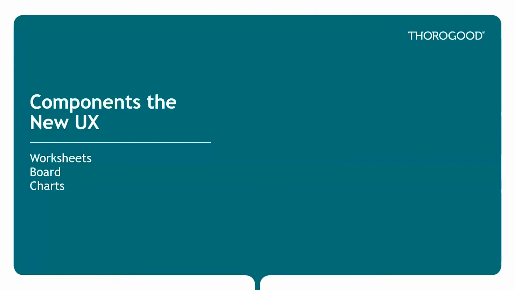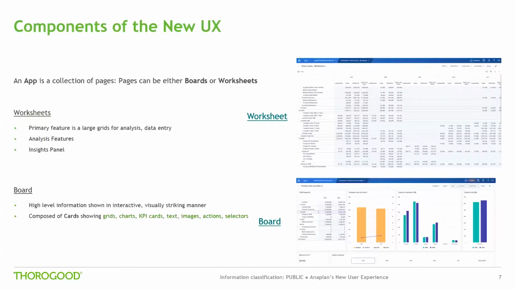So let's have a look at the components. At the very highest level, we have an app, which is essentially a collection of pages, being the boards or the worksheets. Now, the worksheet, shown on the right-hand side there, is going to be a big grid, which you can either use for analysis or data entry. And with the worksheet, there are some specific analysis features, which we'll look at more closely shortly. And also, there's an insights panel, which isn't shown on this screenshot, but we'll look at that too.